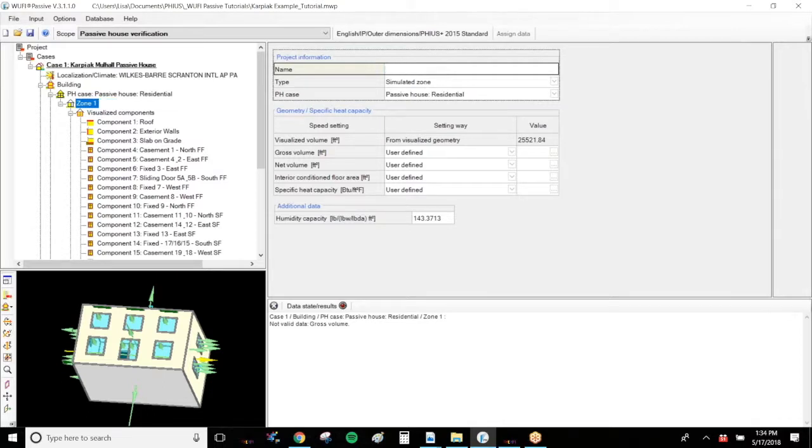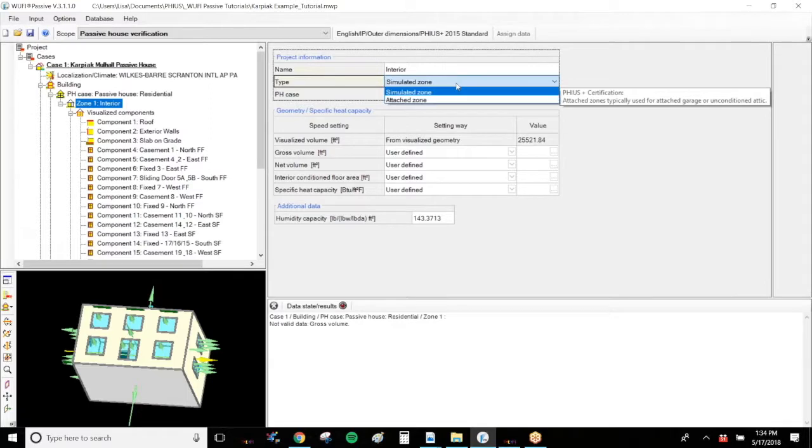So you could name your zone. This one we called interior or inside. You select now if this is a simulated zone or an attached zone. So this is very important. A simulated zone is a zone that you would like to include within the passive building thermal envelope. So if you'd like results for that zone, if you'd like to include that in the heat loss, heat gain calculations, you need to include it as a simulated zone.